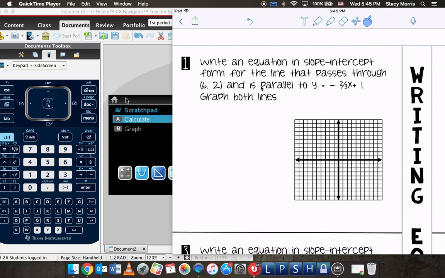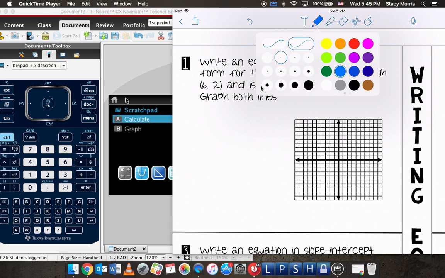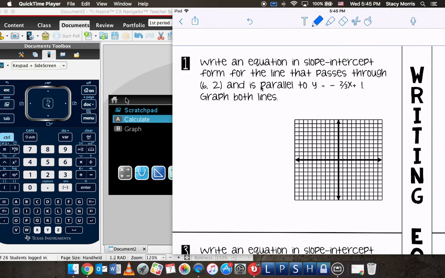So hopefully you remember from yesterday that parallel lines have the same slope. So parallel lines have the same slope. So we're asked to find parallel. So I'm going to put parallel equals same slope.